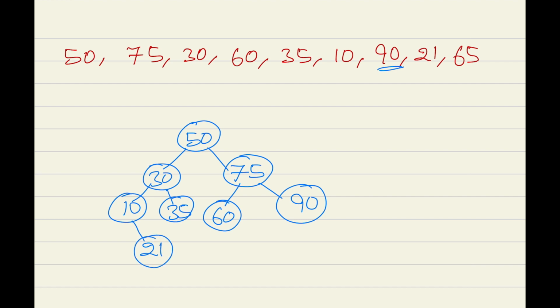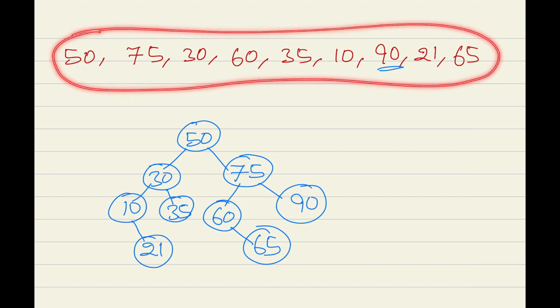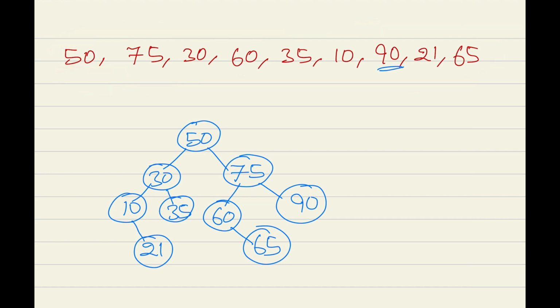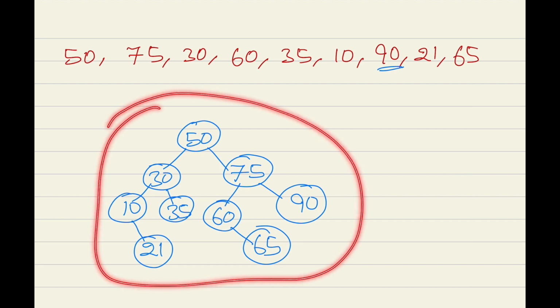Now read the next element, that is 65. Follow the same approach. Compare 50 with 65. 65 is larger, come to the right. So 75 and 65, 65 is smaller, come to the left. Then 60 and 65, 65 is larger, so here we can insert 65. So if we want to draw the binary search tree following these elements, then the binary search tree will be like this.